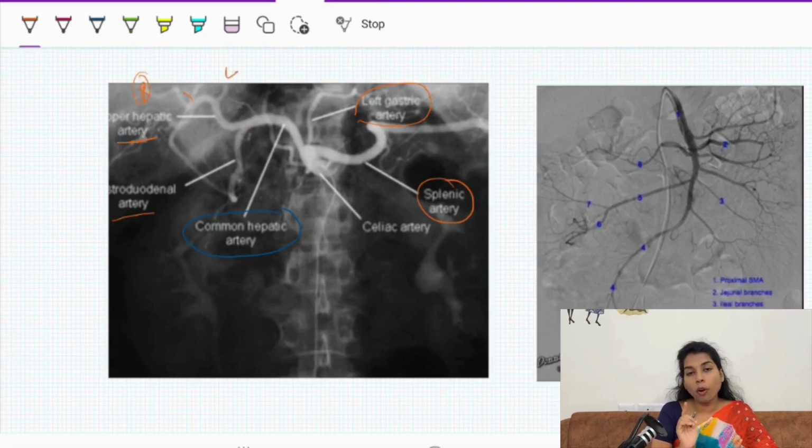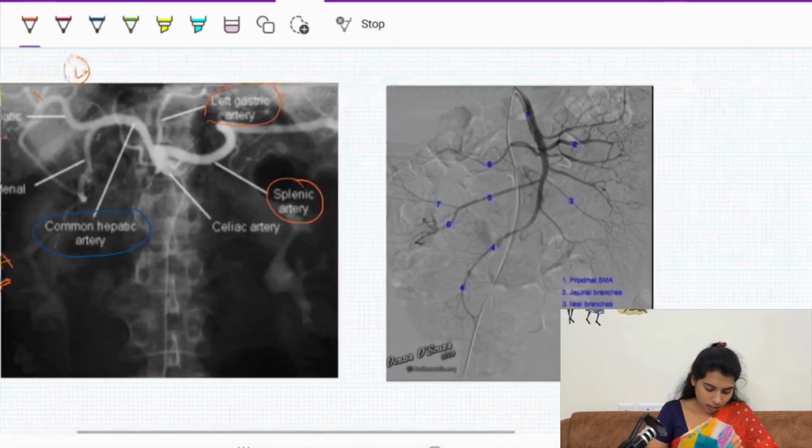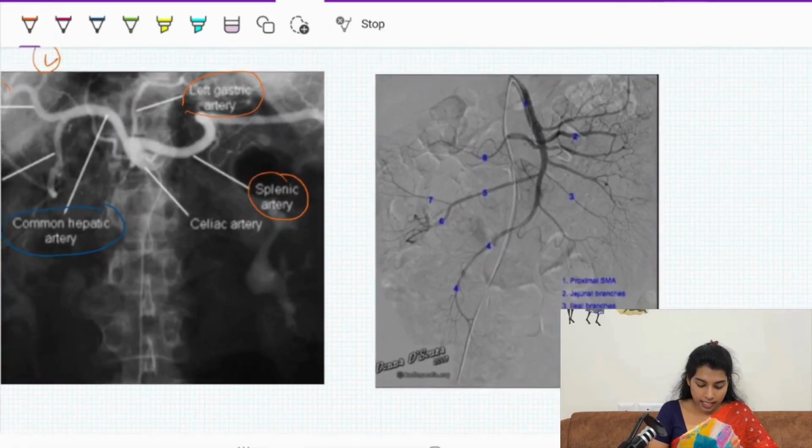Now, an important thing to note is that the gastroduodenal artery gives the superior pancreatic artery. Why is the superior pancreatic artery important? I'll let you guys know in a few minutes. Now, moving to the DSA run of the superior mesenteric artery.